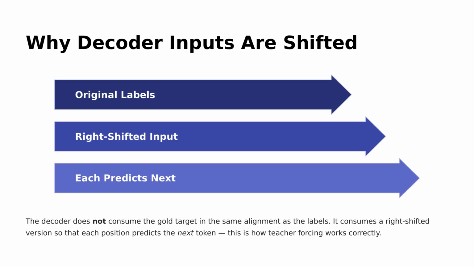Here's the key idea. The decoder doesn't read the target sequence in exactly the same positions as the labels. Instead, we shift the target input one step to the right. That way, at each position, the model sees the previous correct token and learns to predict the next one. This is the basis of teacher forcing, and it keeps training aligned with the next token prediction objective.